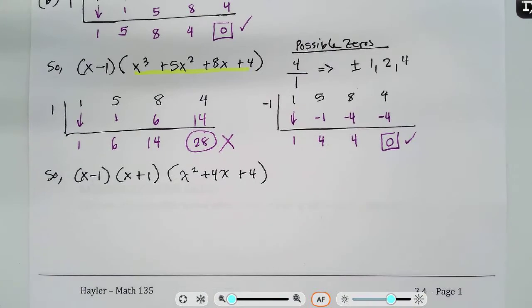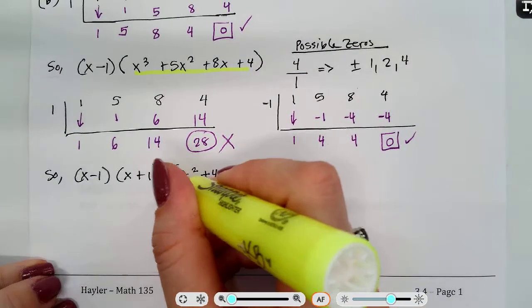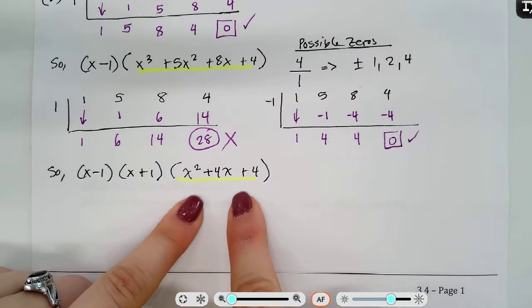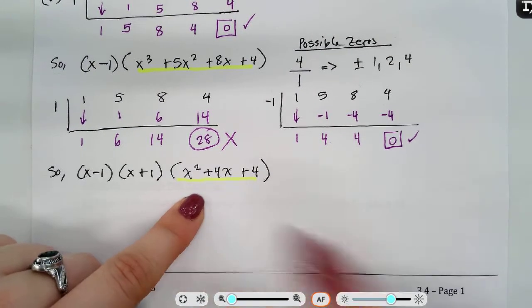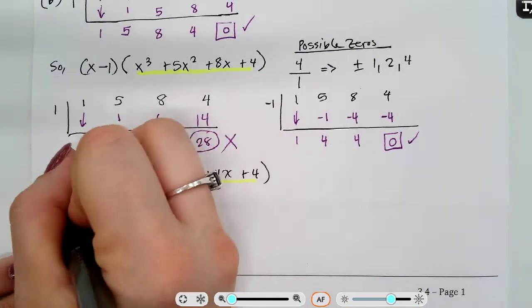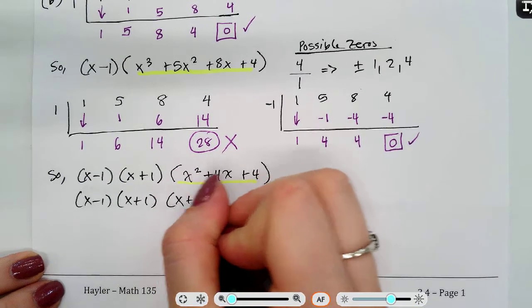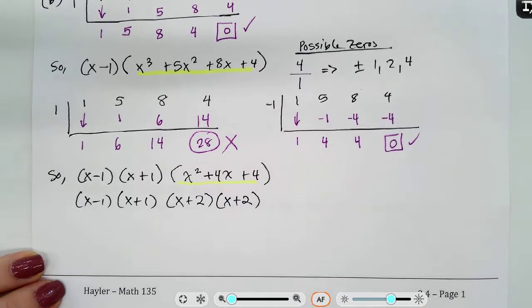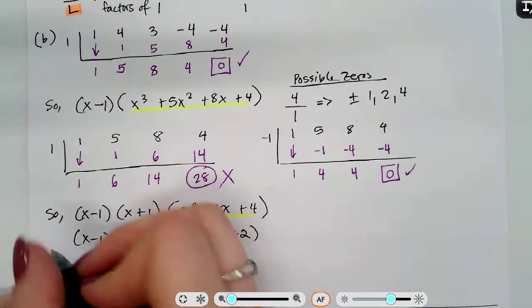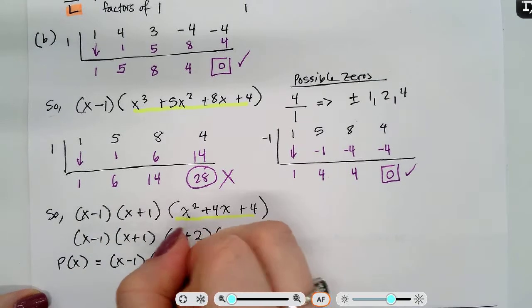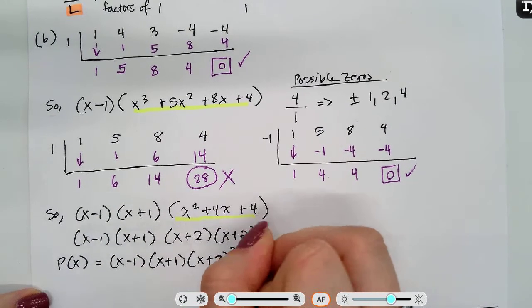Now I'm going to see if I can factor this. We could find the possible rational zeros and go through the synthetic division, but ask yourself, do we know how to factor this? We do. This trinomial factors into x plus 2 times x plus 2. So right there, I have my factored form. So p of x is x minus 1 times x plus 1, and then I'll just group x plus 2 as squared.